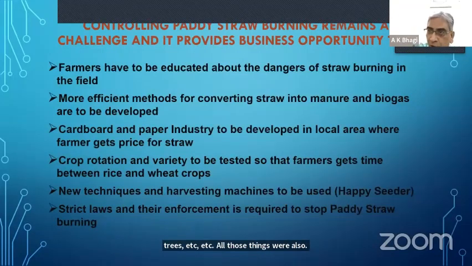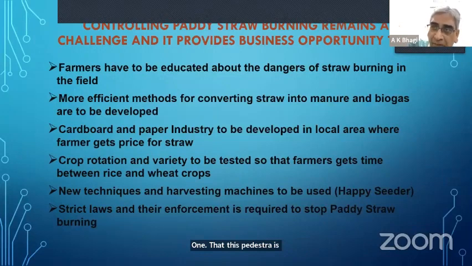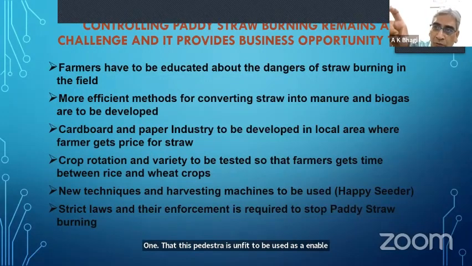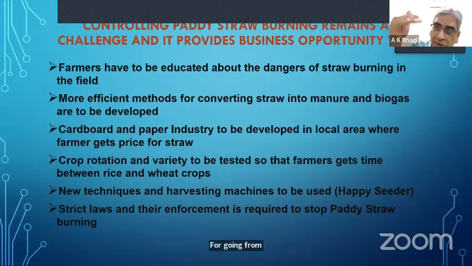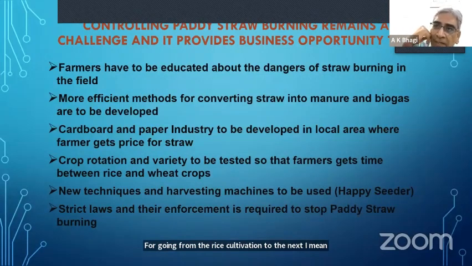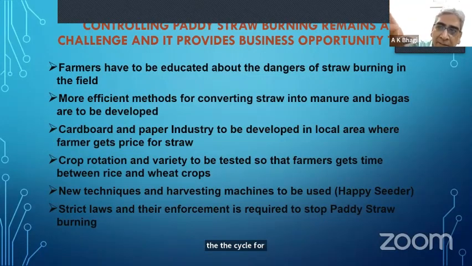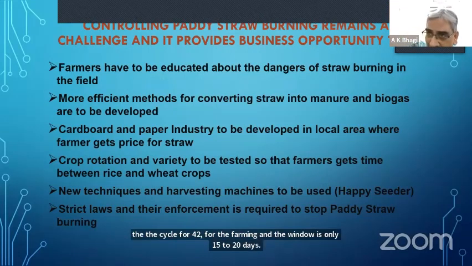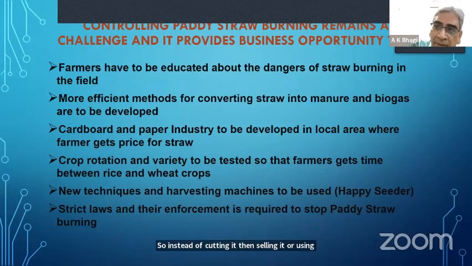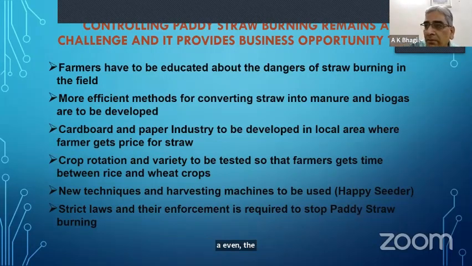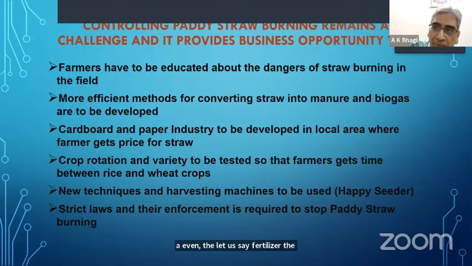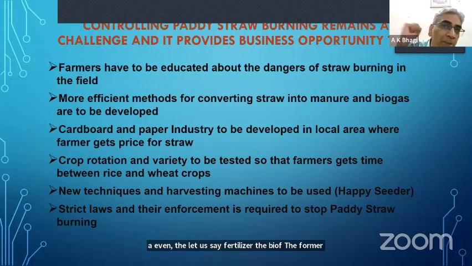And we talk about paddy straw burning, and we have understood that there are two major reasons for paddy straw being burned in the field. One, that this paddy straw is unfit to be used as animal fodder. Second, there is a very short window for going from the rice cultivation to the next cycle of farming, and the window is only 15 to 20 days. So instead of cutting it, then selling it or using it as, let us say, biofertilizer, the farmer thinks it is better to burn. That is why burning episodes take place.